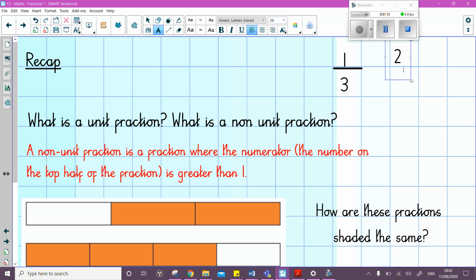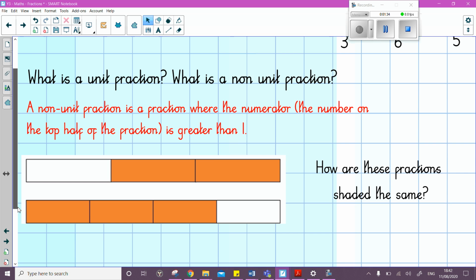So we could have 2/6, for example. We could have 2/5, for example. It could be 4/5. It could be 3/6. All of the numerators are greater than 1, which means they are called non-unit fractions.